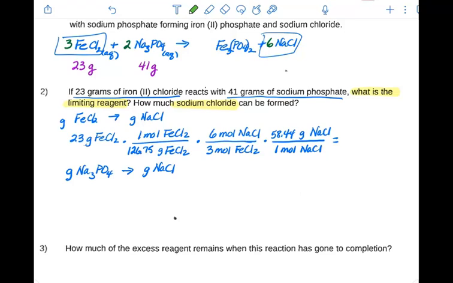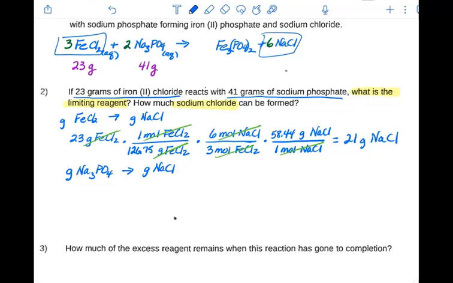Now don't forget again let's go in and make sure we've canceled everything. Iron chloride, those are where they're supposed to be. Your moles are where they're supposed to be. Moles of NaCl is where it's supposed to be. So it looks like everything looks good. And so then the next step is to calculate out your values. So this ends up being 21 grams of NaCl. So 23 grams of iron chloride will make 21 grams of sodium chloride.